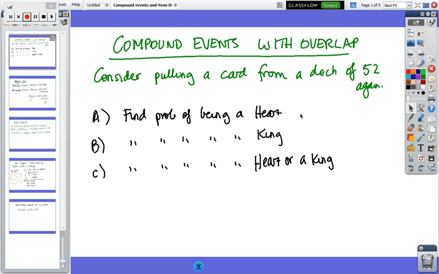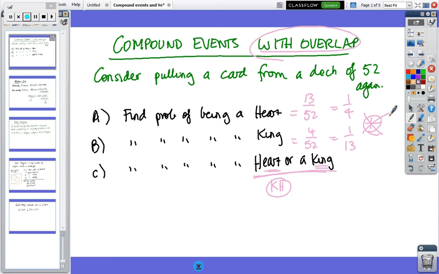Okay, so we're back again. So there are 13 hearts, so that answers a quarter. There are 4 kings, so that answers a 13th. Now this time, in this answer here, there is an overlap. The king of hearts is an event that can occur in both of those. So there is an overlap, so what we can't do is add those two together.